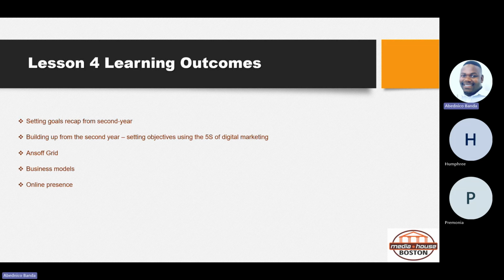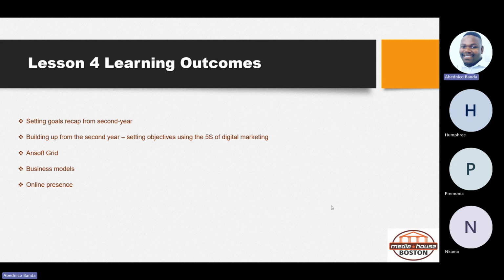Okay. We are going to look at the ends of grid. We are going to look at the business models, and we are going to look at online presence. Realize that most of these aspects that we are going to discuss now are actually highlighted in the assignment. So you need to pay attention, because these aspects are going to feature in your assignment.